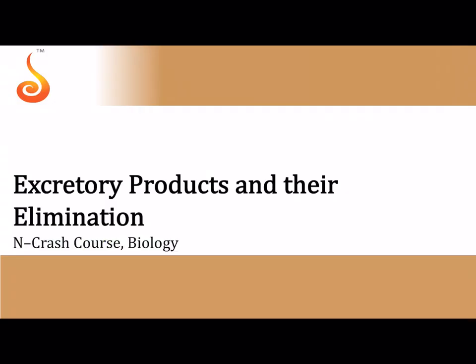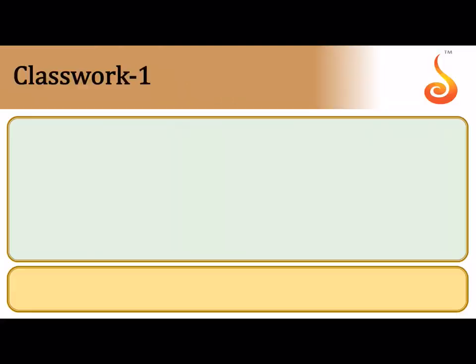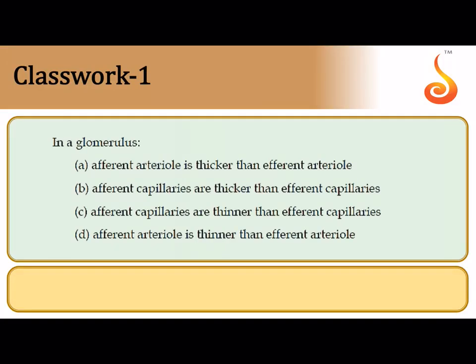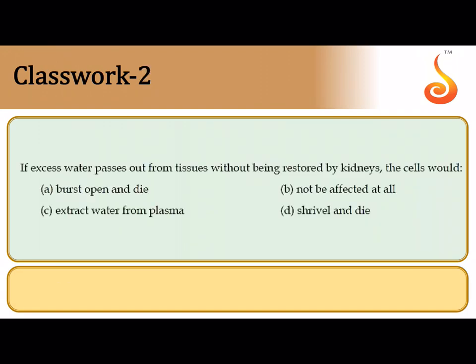Now moving on to the last chapter, that is excretory products and their elimination. In the glomerulus, we have discussed that the afferent arteriole is thicker or broader in comparison to the efferent arteriole. If excess water passes out from the tissues, if your tissues lose their water because the kidney is not reabsorbing it, obviously the person will produce a lot of urine, frequent urination, because his cells are losing water. Obviously the cells will shrivel and die because they have lost all their water. And when a cell loses water, does it become turgid or flaccid?